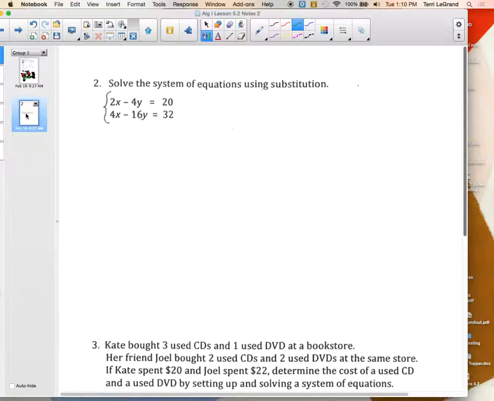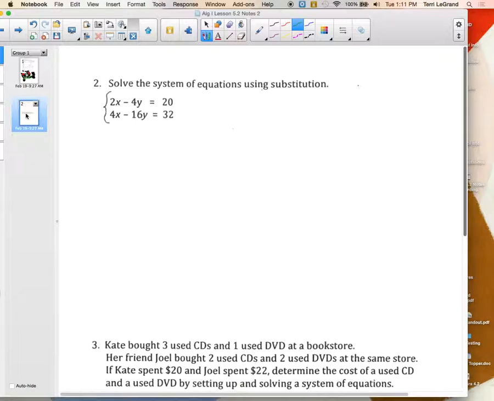Okay, number 2 on the back side. Let's look at this system of equations. Are either of the equations solved for x or y? No. How many choices do we have? How many different things do we do? 4. Okay, let's start evaluating which ones make sense.